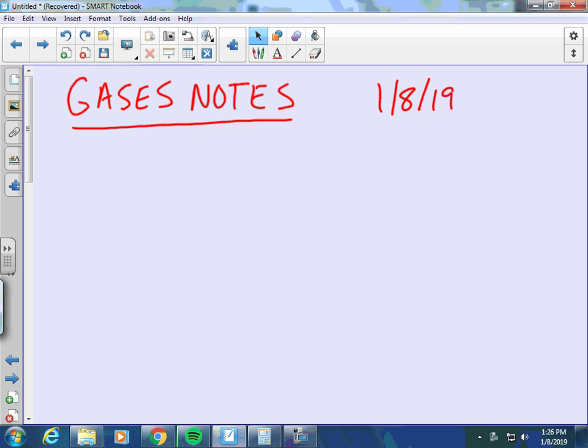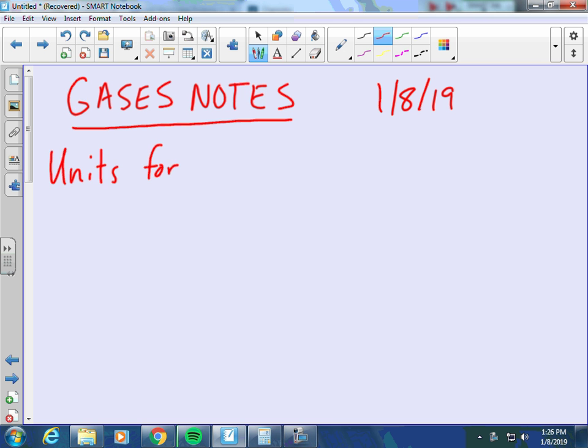Okay, so we have gases notes. All right, so the first thing I want to mention on here is talk about the units for pressure. We're going to have several different units. You guys are familiar with some of these a little bit, but I want to talk about how we actually do conversions with them and do math with them. If we have a measurement in a certain unit, how do we convert it to a different unit?